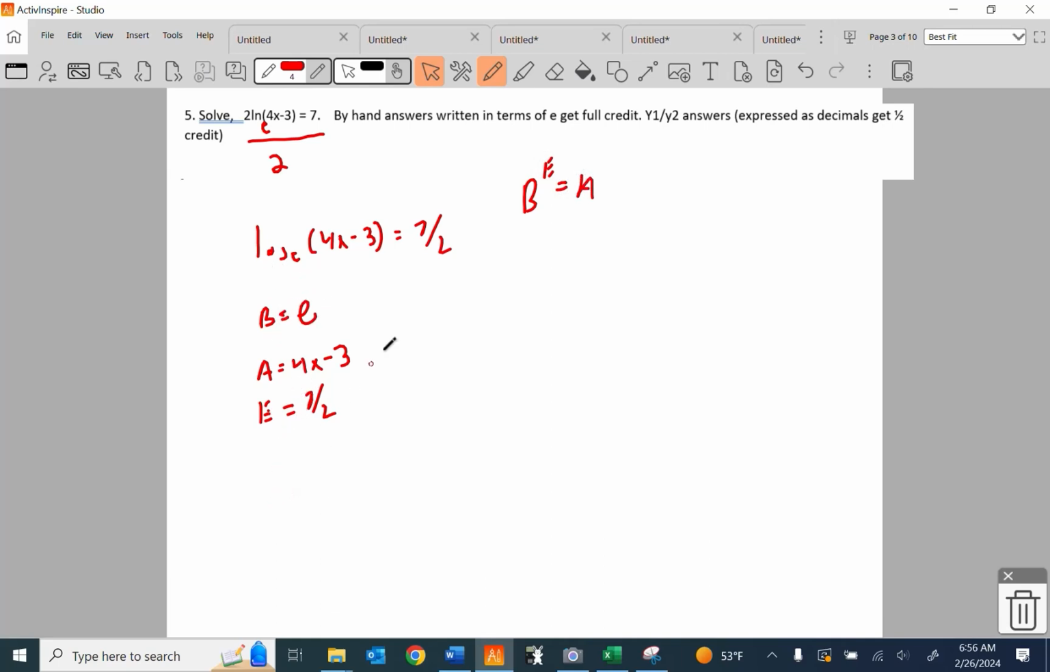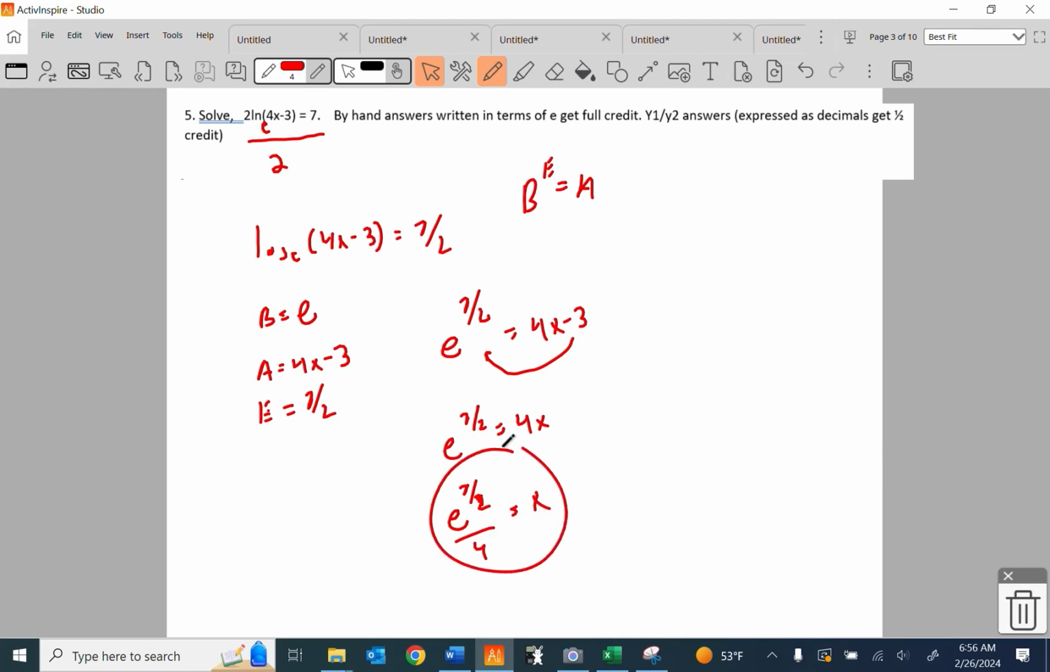So the base is lowercase e. It is raised to the 7 halves. It has to equal 4x minus 3. That's what it has to equal. This thing has 2 steps. We add 3 to both sides. And then we divide by 4. And there's my answer.